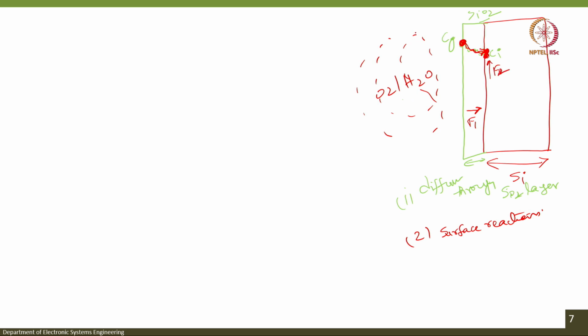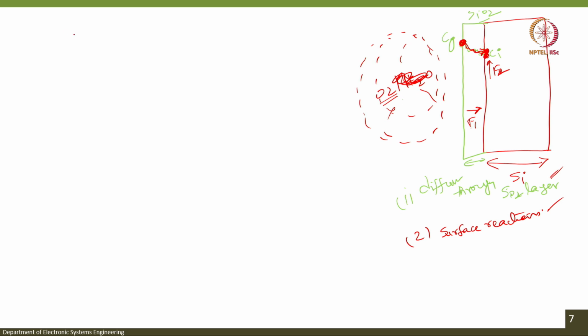Now, there is a flux outside as well. What is happening outside? Let us say, for example, only oxygen is there. Oxygen is diffusing inside oxygen, that will be very, very high, correct. So, you can ignore that flux, that is what I am saying. So, F1 and F2, you have two fluxes, one is diffusion flux and the other is reaction flux.